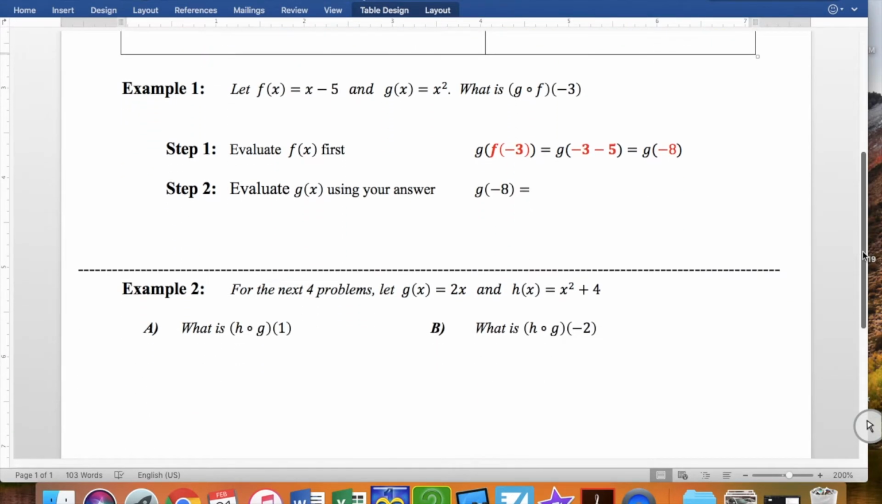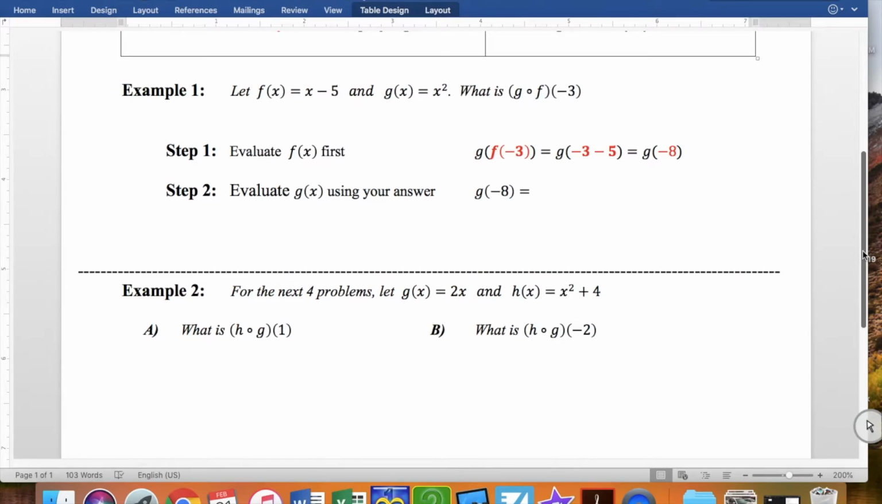All right, so here's our example 1. Let f of x equal x minus 5 and g of x equal x squared. So it's saying, what is the composition of function g with function f? Here's one thing you can do. I have it all written out here, but I can come over here. It's telling me there's my input value, so I can put the -3 in right here, and I can solve that.